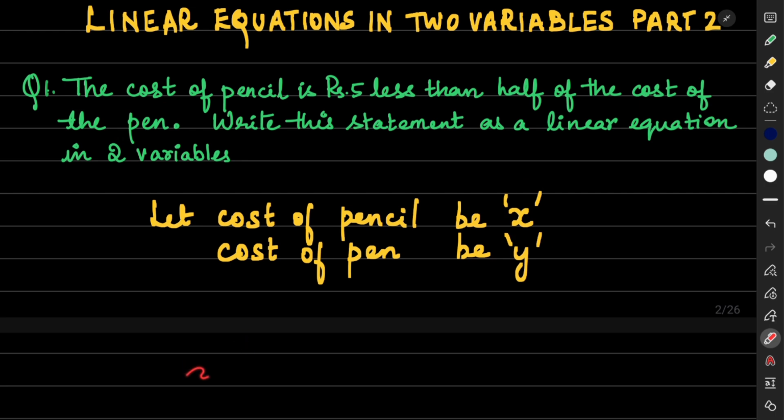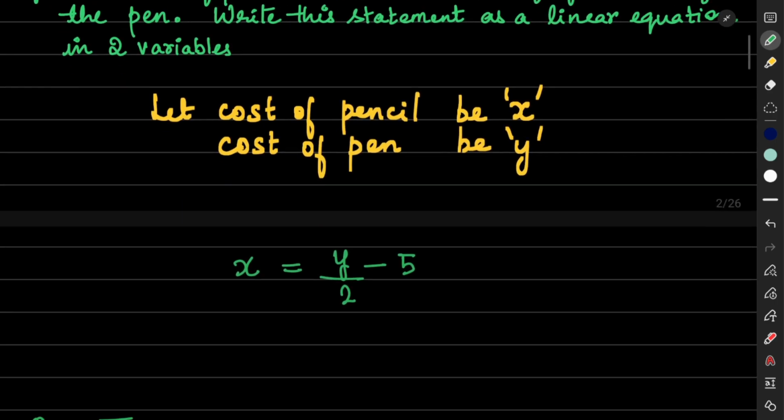Now if you write as per the statement which is given, the cost of a pencil, that is x, is nothing but 5 less than half the cost of a pen. If the cost of pen is y, what is half the cost of a pen? It is y by 2. So this is the equation now.